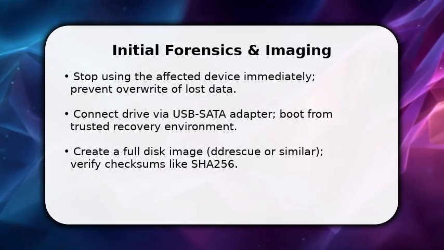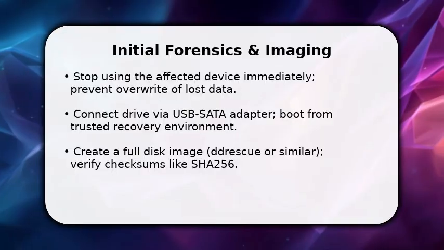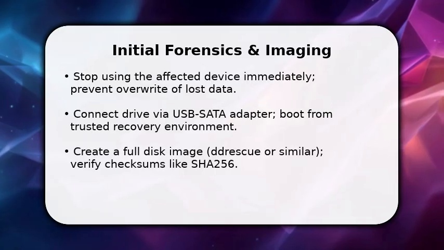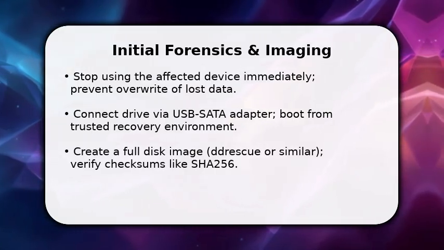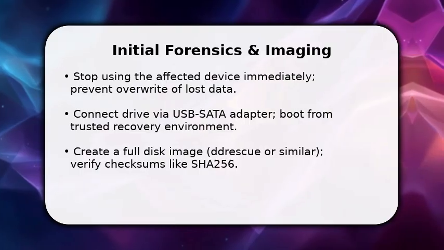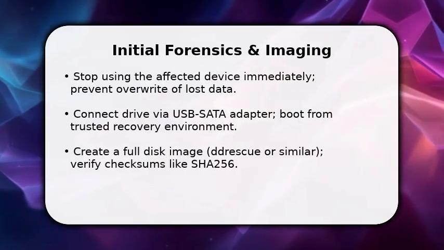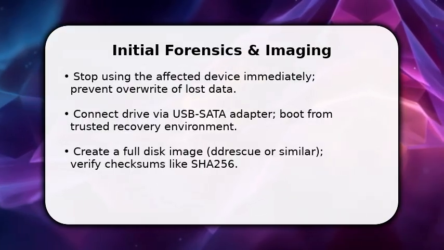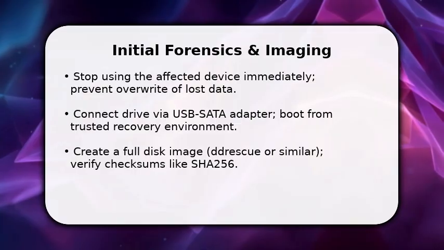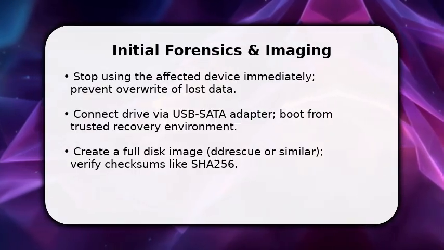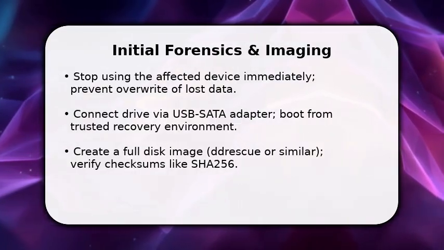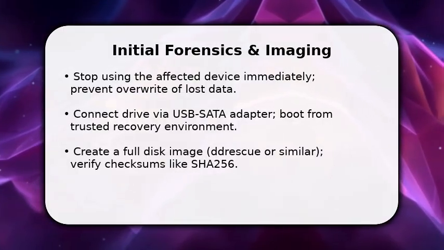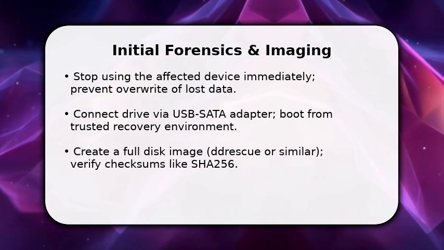You begin by preserving evidence. Stop writing to the drive and connect it through a USB SATA adapter so you don't boot from it. Create a full bit-for-bit image using DDResQ, because working on a copy prevents further damage. Once done, verify the image integrity with a checksum such as SHA-256 so you can trust later steps. Make sure to note device identifiers and log every action. This prevents mistakes and preserves options if you need professional help later.